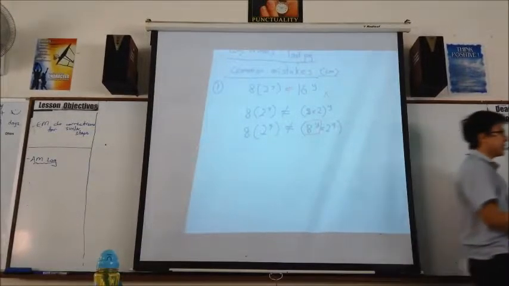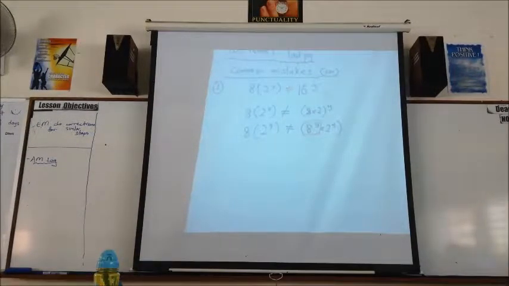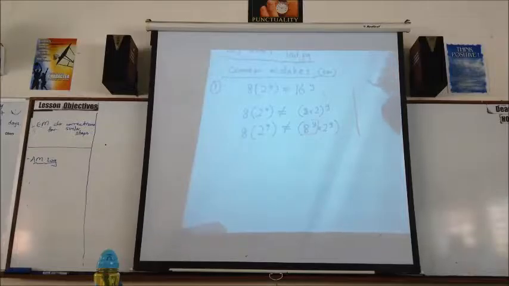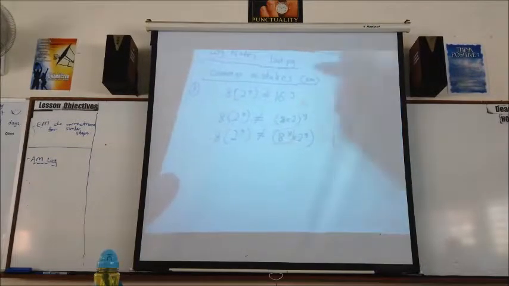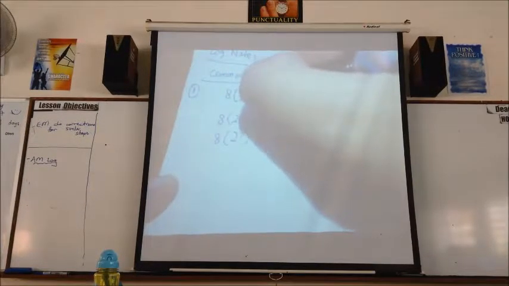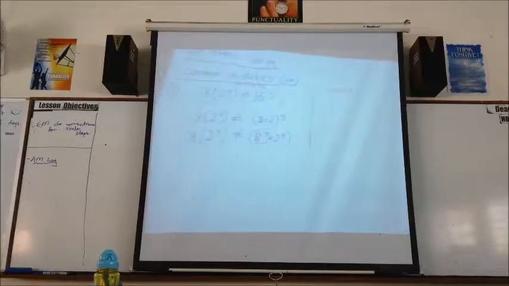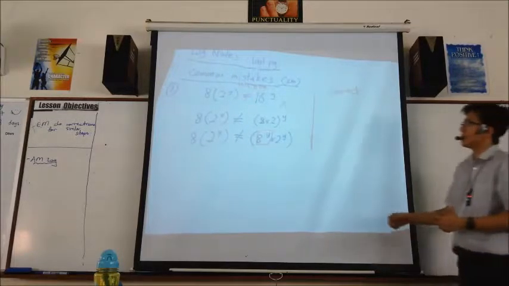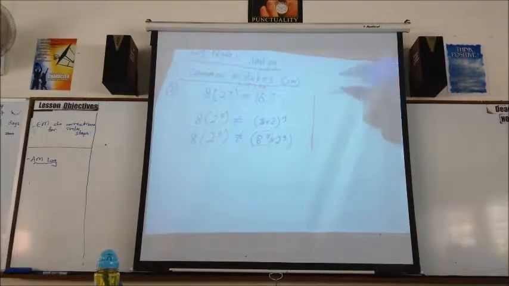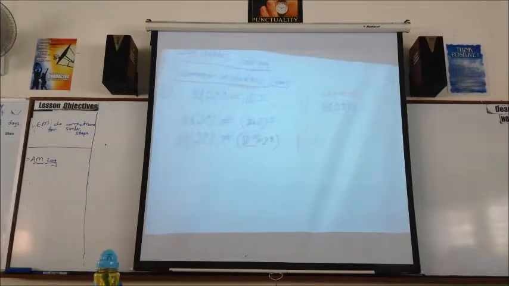Now, the next thing is, I want you to draw a line and then write down the correct thing. So this is a wrong versus right column. So how then can you simplify this? What is the correct thing here? 8 bracket 2y should be equal to what?